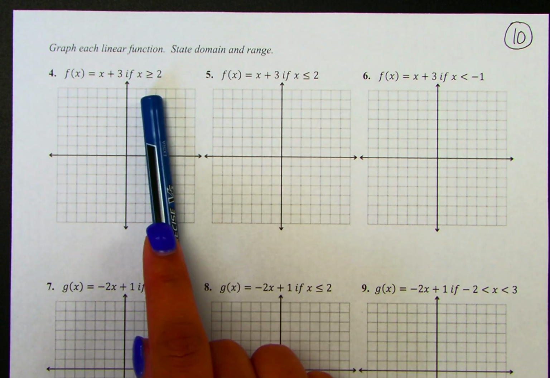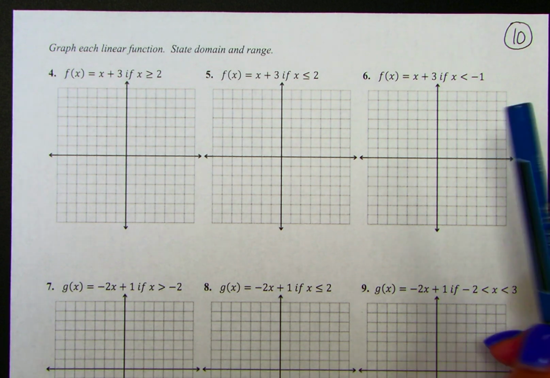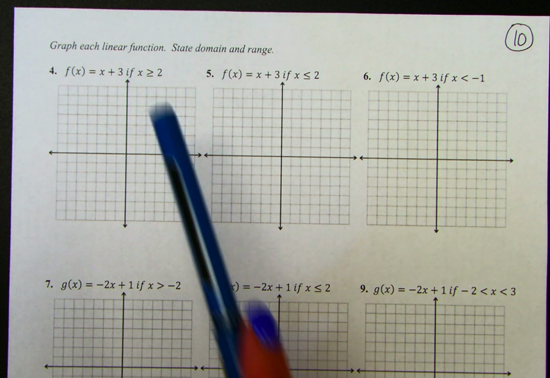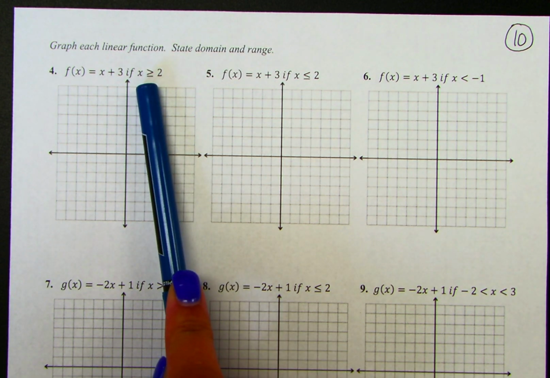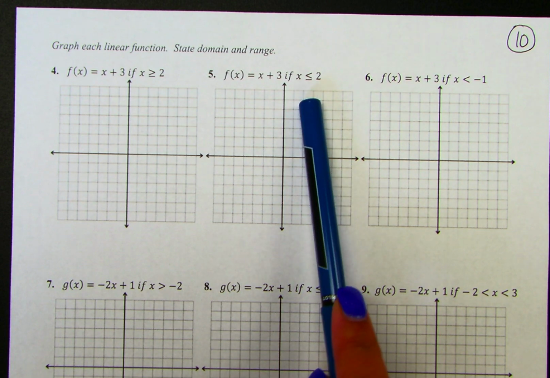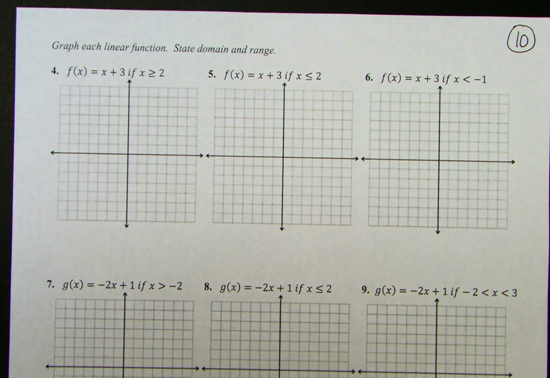So both of these would have closed circles for the endpoints. And then when it's this symbol, it's an open circle. And remember, if it's one of the greater than symbols, the ray should be going to the right. One of the less than symbols, the ray is going to the left. So I'm going to show you number 4, and then I would like you to practice the next ones on your own.